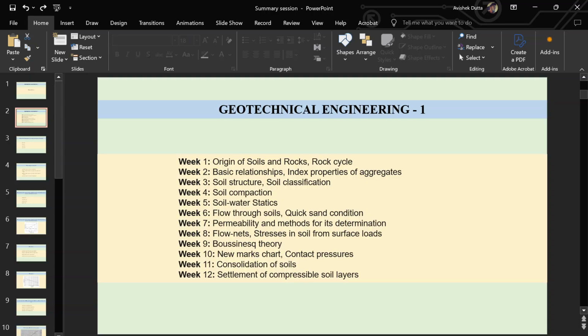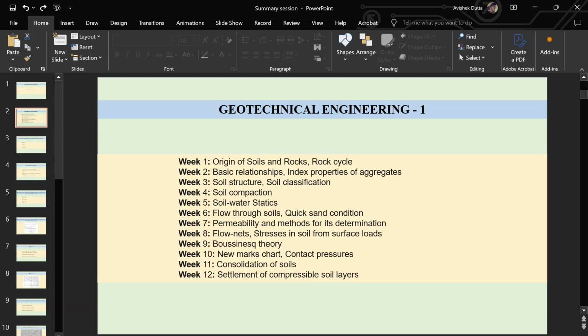What do you mean by permeability of soils? Formulas, numericals, everything. In the 8th week, flow nets and stresses in soil from surface load. This chapter, stress from surface loads, was divided into 3 parts and discussed in 3 consecutive weeks, 8, 9 and 10. In the first part, Westergaard's theory and the general concept were discussed. In the 9th week, I believe Boussinesq's theory was discussed, and in week 10, Newmark's chart and contact pressures on soil were discussed.